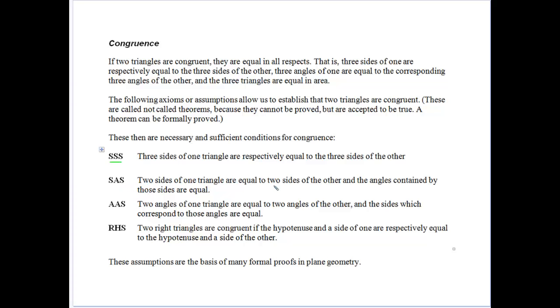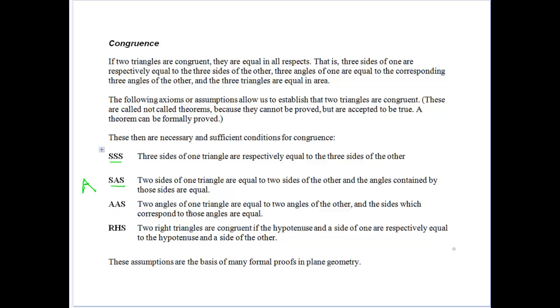Two sides in one triangle are equal to two sides of the other, and the angles contained by those two sides, what we call the included angle. So you have to have the two sides, and once you've got two sides, you have to have the angle between them to be proved. If we have two sides and one of the angles over here, that's not good enough for a congruence proof. So it's got to always be the angle between them. Keep that in mind when you're looking for the proof here.